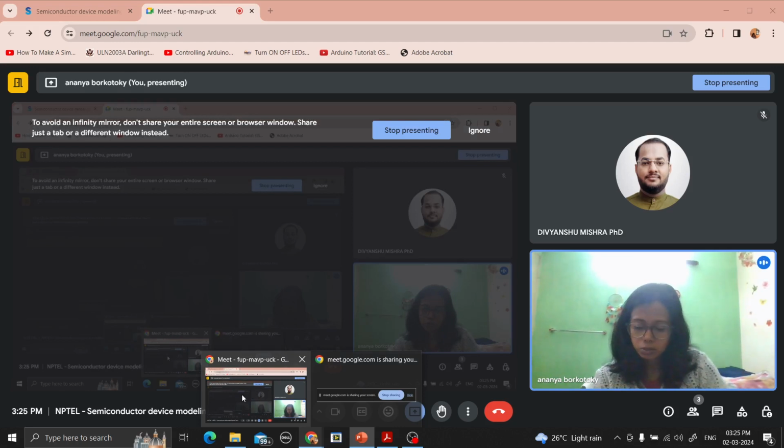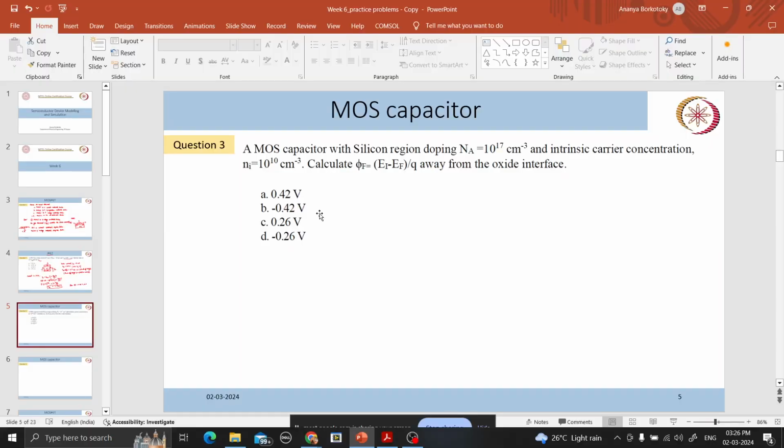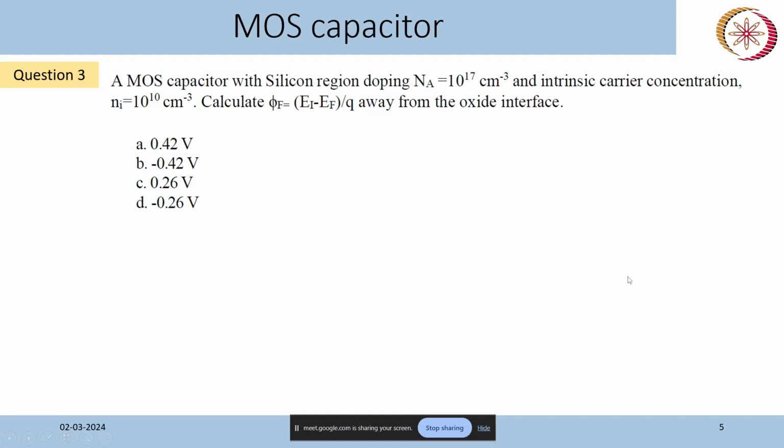Okay, I have already discussed two questions, so I'll go to the third question now. This third question is on MOS capacitor. MOSFET and MOS capacitor are basically a little bit different. This question is on MOS capacitor, but the concepts are the same for MOSFET also.